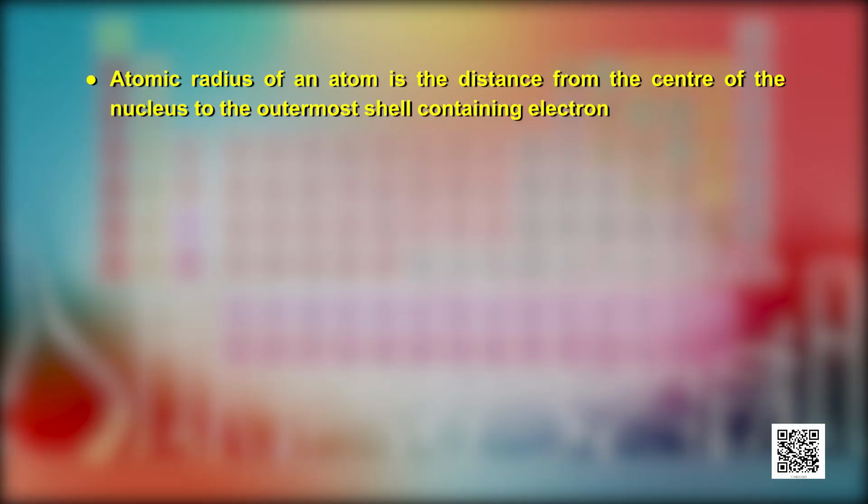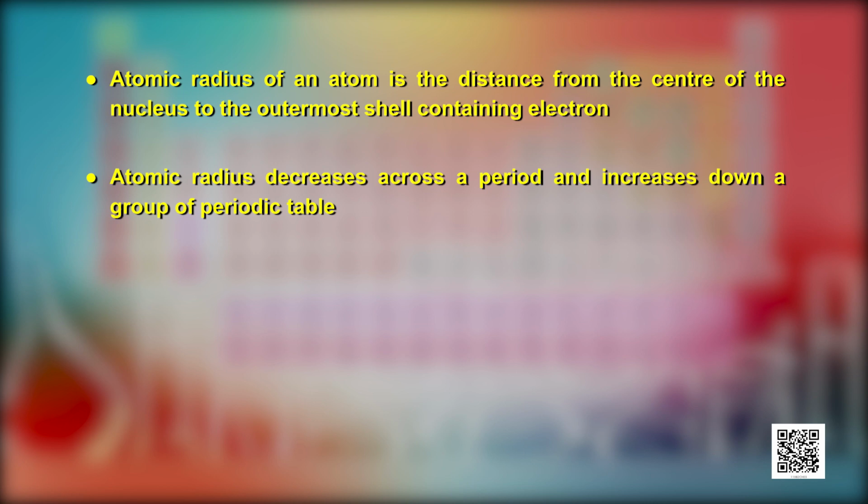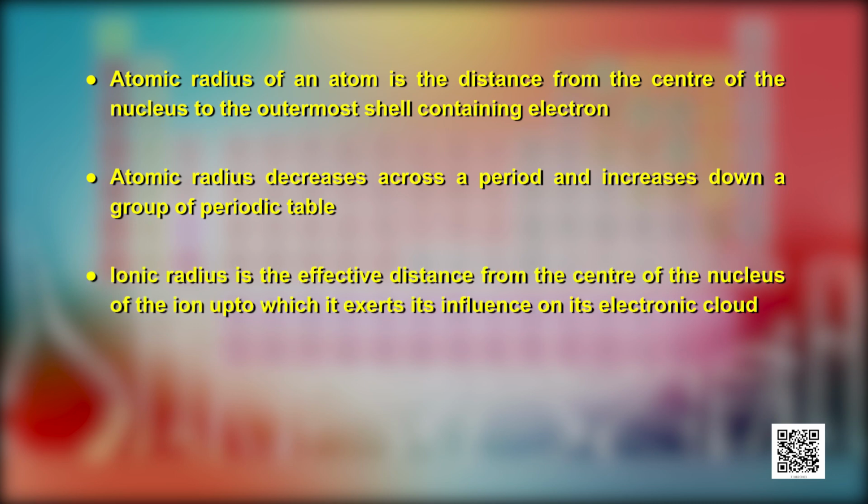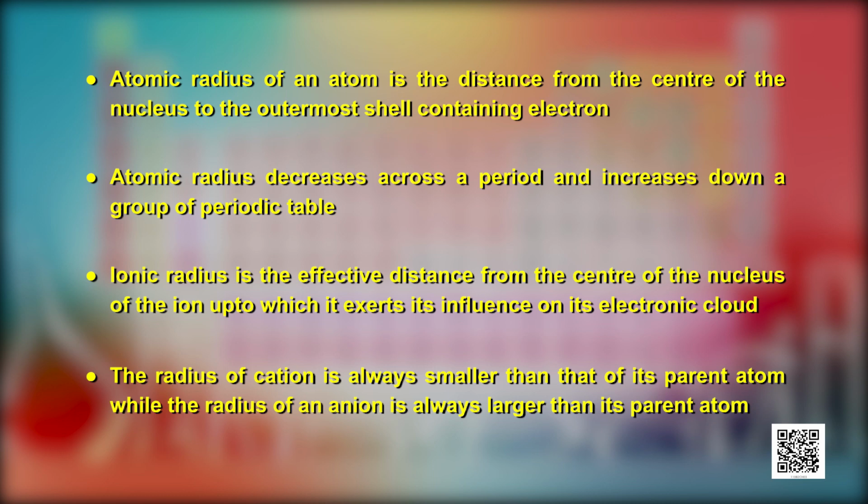Students, from the discussion till now, we conclude that atomic radius of an atom is the distance from the center of the nucleus to the outermost shell containing electron. Atomic radius decreases across a period and increases down the group of the periodic table. Ionic radius is the effective distance from the center of the nucleus of the ion up to which it exerts its influence on its electronic cloud. The radius of cation is always smaller than that of its parent atom, while the radius of an anion is always larger than its parent atom.